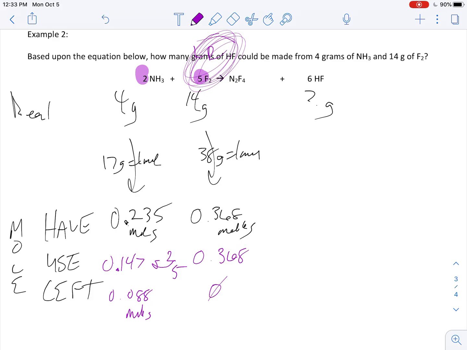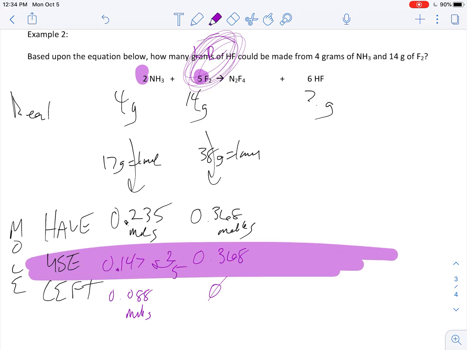Now, none of this answers my question. My question is I want grams of this guy up here, right? So if that's the case, then I got to get over to moles to him. Which one do I pick? It doesn't matter as long as you pick the used line and then do the proper mole ratio.